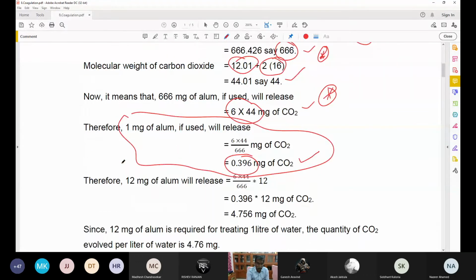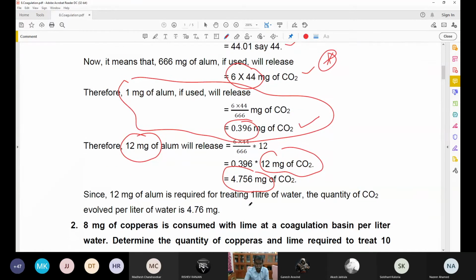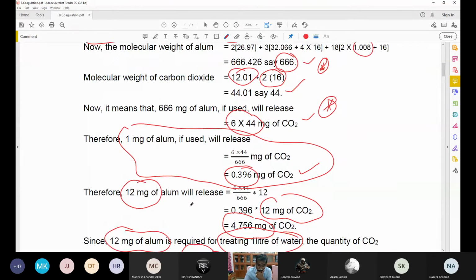So what is our requirement? In the problem, it has been mentioned that 12 milligram per liter of alum is added. So now you have to multiply 0.396 into 12 milligram, thereby which may produce 4.756 milligram of carbon dioxide. Is it okay? Yes, sir. If you add 12 milligram of alum to treat 1 liter of water, it may produce 4.76 milligram of carbon dioxide. Carbon dioxide evolved per liter of water is 4.76. Is it fine? Yes, sir. Okay, any clarifications here?